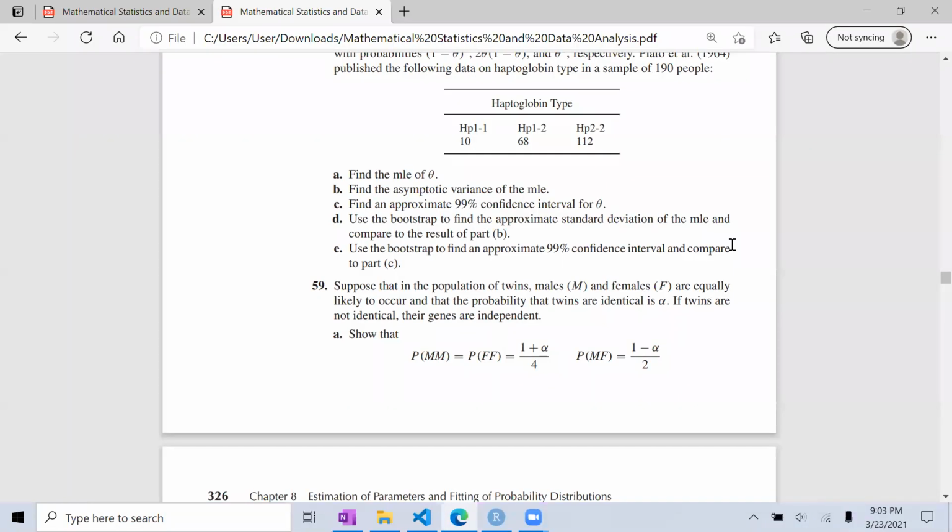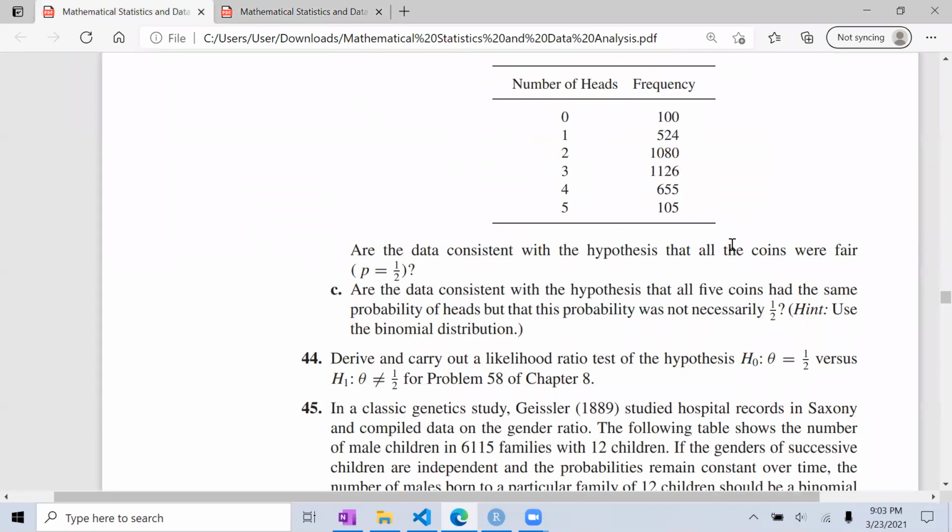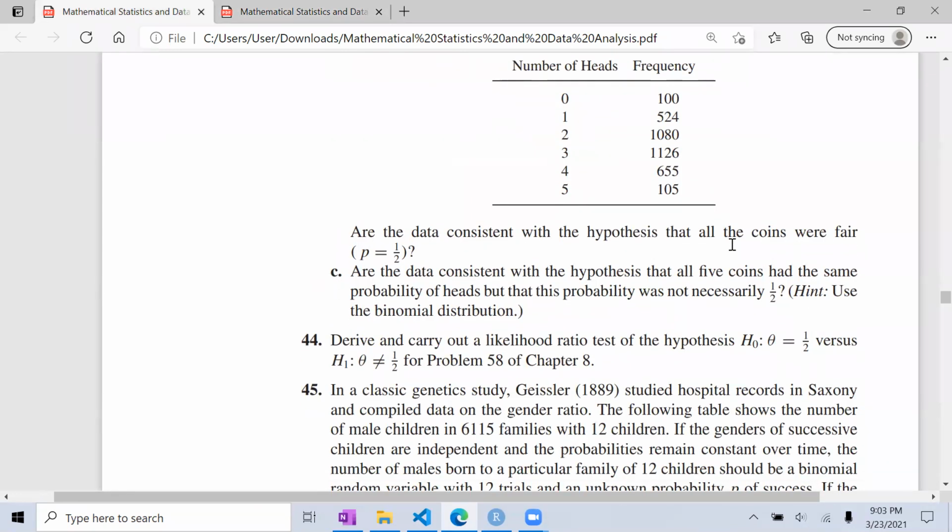So the last question was actually, ironically, a biology question, which I haven't done in ages. The question comes from Rice 44, but it says derive and carry out the likelihood ratio test of the hypothesis where you assume that theta is equal to 1/2. Now, theta equal to 1/2 has implications on the probability of seeing the allele type AA versus A little a versus 2 little a's, right? So this is what we're looking at.